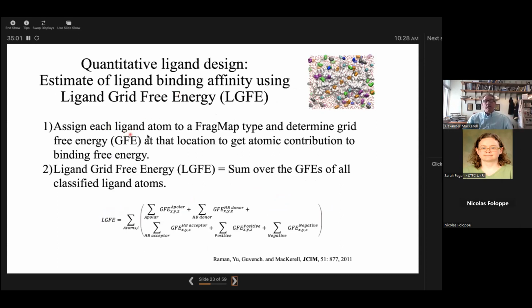What we're going to do is take each ligand and overlay it onto the FragMaps. It could be just in the crystal orientation as we just saw. We then assign each ligand atom to a certain FragMap type. Based on the overlap of that atom with the FragMap type, we assign that atom the GFE score for that position in space. We then do a summation over all of the GFE scores for all of the classified atoms in each molecule, and we get what we call a ligand grid free energy. This is basically our surrogate for the binding affinity. Since we've already calculated these GFE FragMaps, calculation of this ligand grid free energy is basically instantaneous. So you can see how we can use these pre-computed FragMaps very rapidly for ligand design and so on.